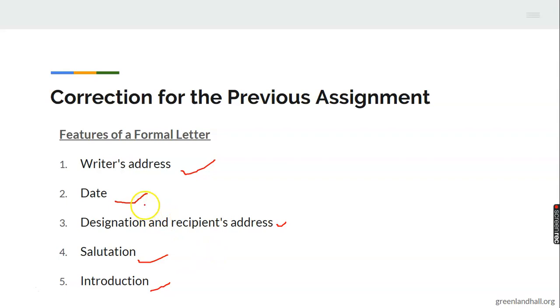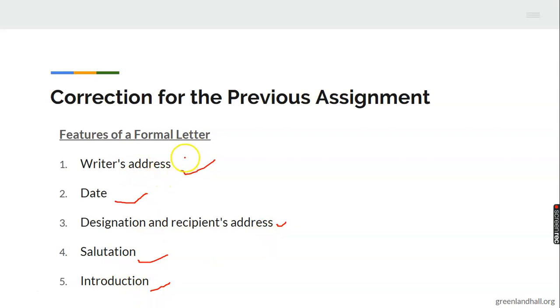And also, I want you to understand that once one of these features is missing in your formal letter writing, just know that that formal letter is not complete. These 5 features are very important, and they have to be there.